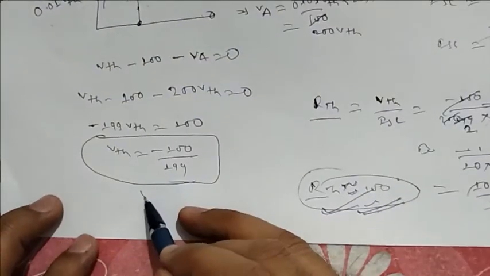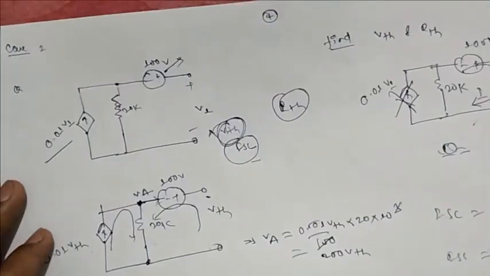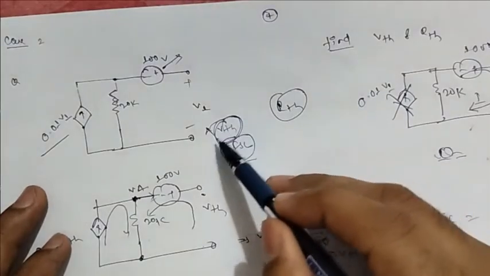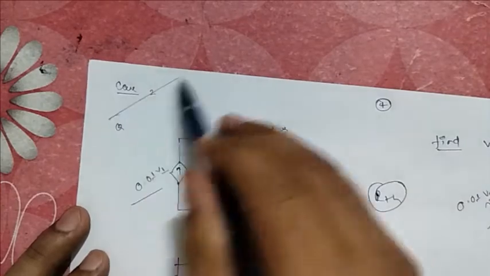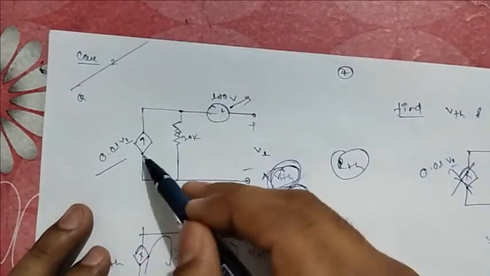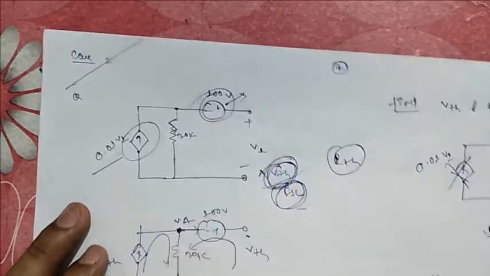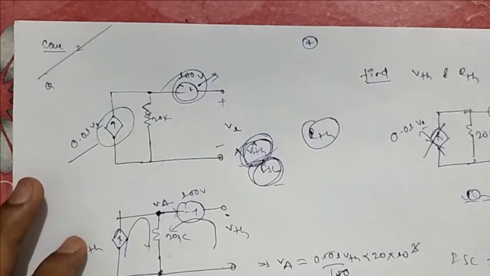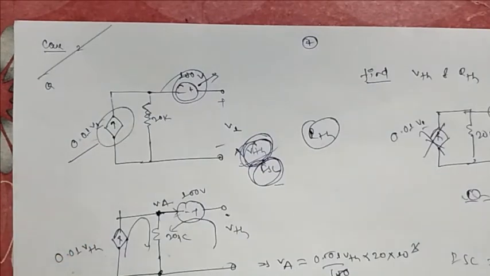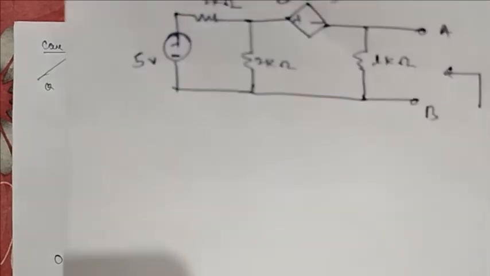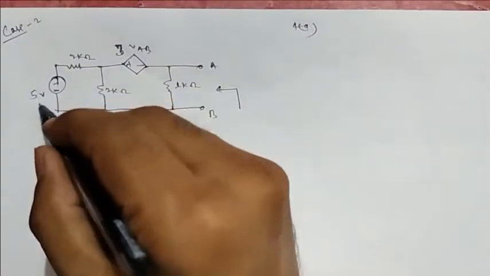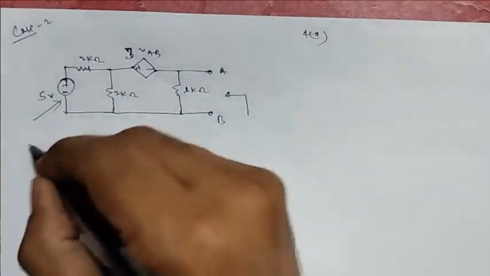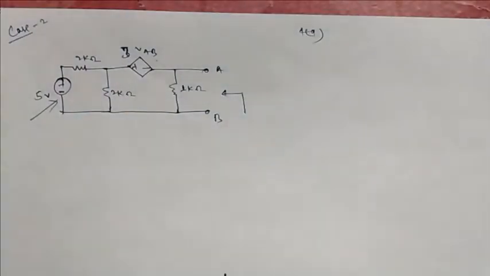And what is this VTH? This. Now here we have seen that this is just calculated by finding VTH and ISC. This is case 2. Why? Because here one independent source and one dependent source is there. Now we are going to take one more problem regarding the dependent and independent source. This is again a problem of case 2 type, because here one is an independent source and this is a dependent source.